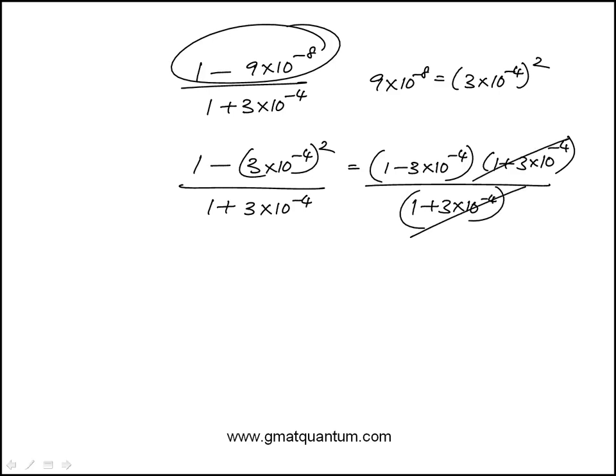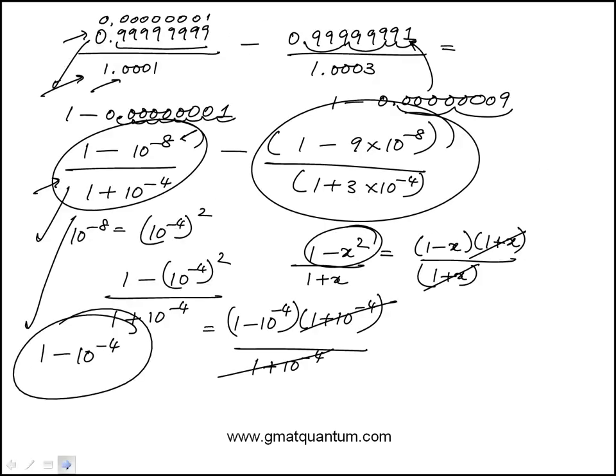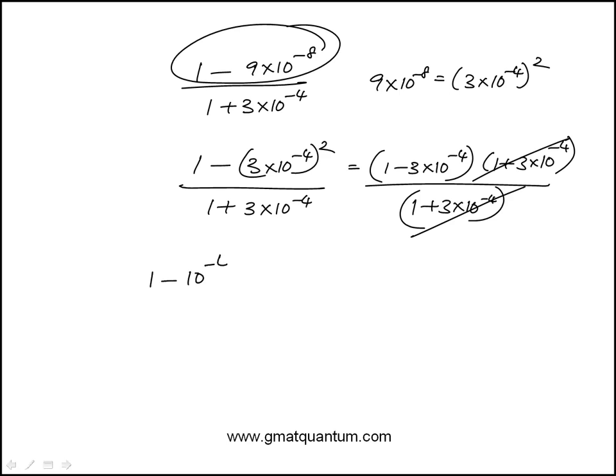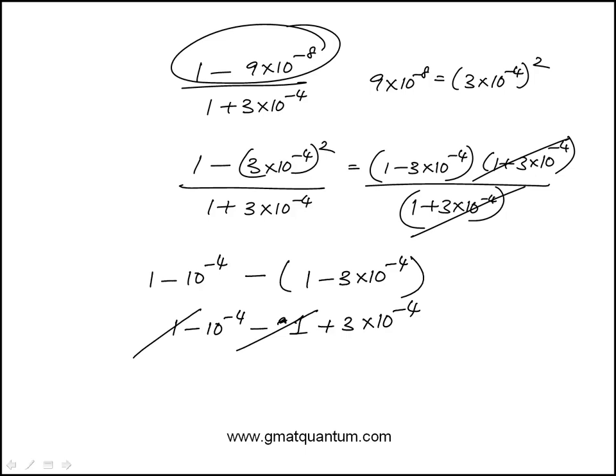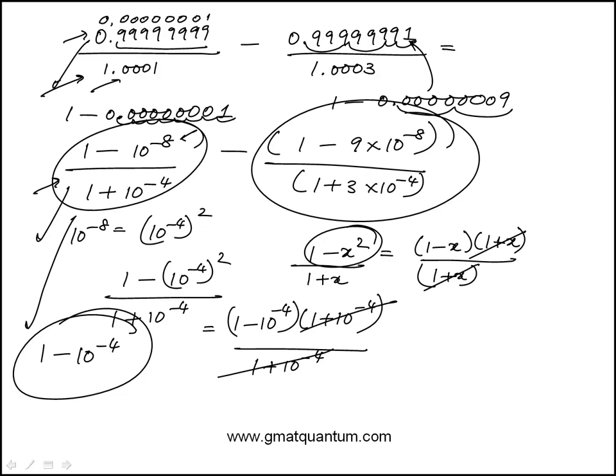So we're really left with 1 minus 10 to the minus 4, and then we're subtracting 1 minus 3 times 10 to the minus 4. We distribute the negative sign. The first term is going to be 1, and then this is plus. These two drop out, and then this is 3 times 10 to the minus 4 minus 10 to the minus 4, which is really 1 times. So that is 2 times 10 to the minus 4, which is answer choice D. So this is equal to 2 times 10 to the minus 4.